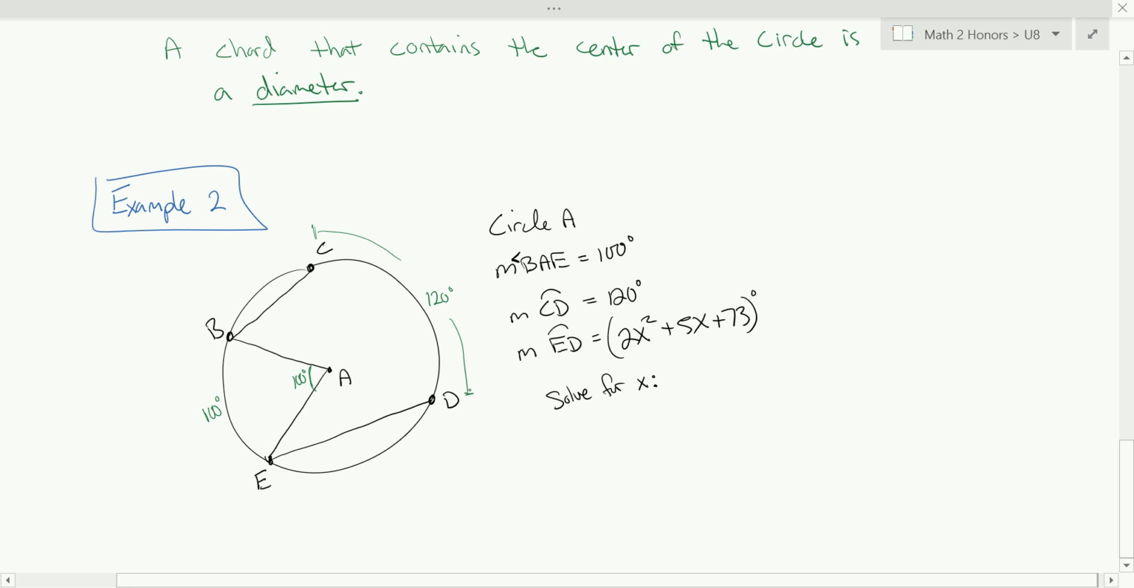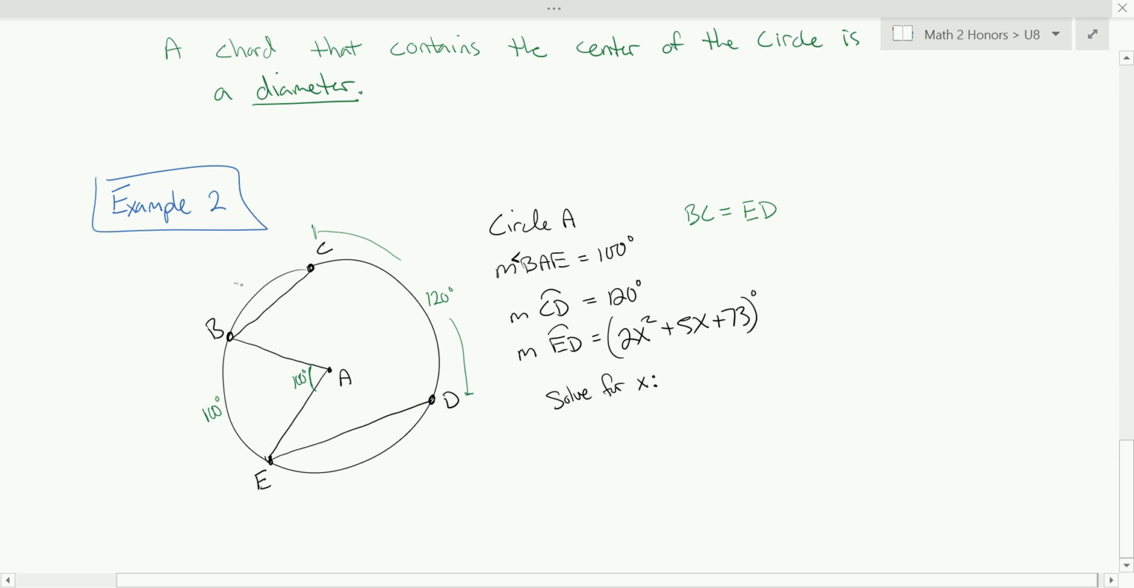Oh, and I'm missing a piece I meant to give you. Otherwise, you get stuck here, huh? I meant to tell you that BC and ED are equal length. So the length from B to C is the same as the length from E to D, although it doesn't look that way in my picture. But I'm telling you that's true. So if I tell you that, what else has got to be true? What else is equal? The arc.